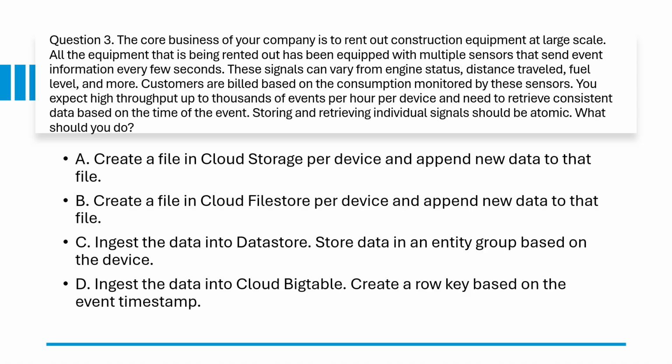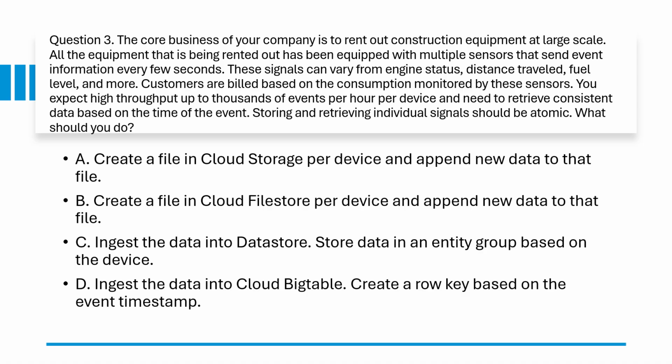Question 3. The core business of your company is to rent out construction equipment at large scale. All the equipment that is being rented out has been equipped with multiple sensors that send event information every few seconds. These signals can vary from engine status, distance traveled, fuel level, and more. Customers are billed based on the consumption monitored by these sensors. You expect high throughput, up to thousands of events per hour per device, and need to retrieve consistent data based on the time of the event. Storing and retrieving individual signals should be atomic.